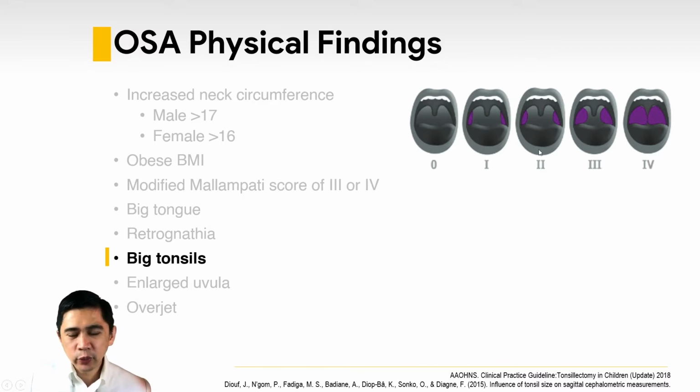So how do you know if it is 1, 2, or 3? Grade 1 is usually barely perceptible on the pillars, very small. For grade 2, it is less than 50% from this point to the uvula, and more than 50% is grade 3. So if you have grade 3 or 4, you have higher chances that you have OSA.